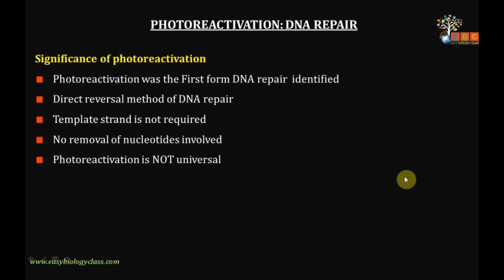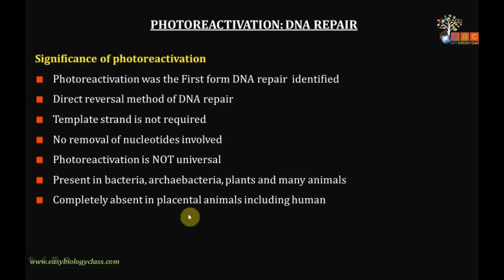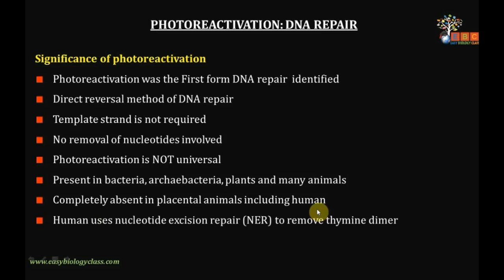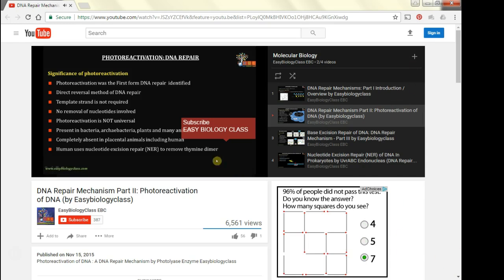Photoreactivation is not a universal DNA repair mechanism. The photoreactivation mechanism is present in bacteria, archaebacteria, plants, and in many animals. This method of DNA repair is completely absent in placental animals, including humans. Placental animals, including human beings, use nucleotide excision repair, or NER, to remove the pyrimidine dimers from the DNA. Okay, this is all about the photoreactivation DNA repair mechanism. In the next tutorial, we will see the molecular mechanism of base excision repair and nucleotide excision repair.